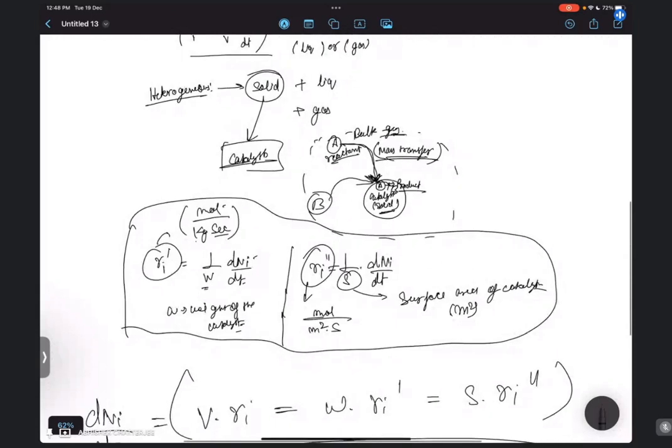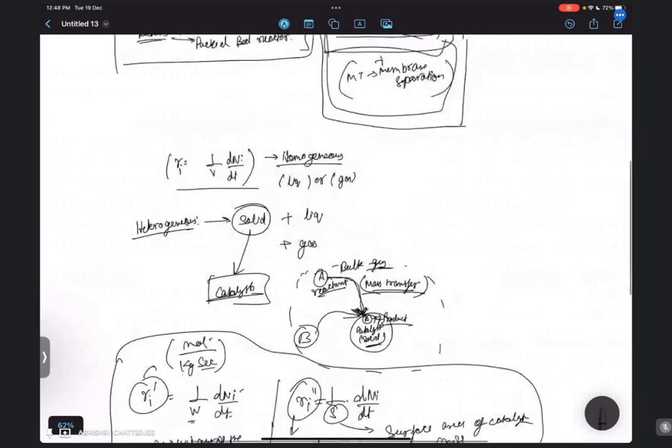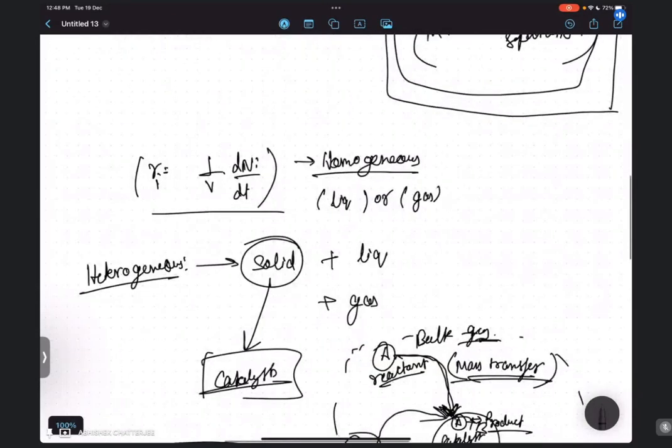For a catalyst, either you use the weight of the catalyst or the surface area of the catalyst. This V is for your homogeneous. Okay, it is either the volume of the reactor or the volume of the reaction mixture. If it is liquid phase, it is the volume of reaction mixture. If it is gaseous phase, then the volume of the reactor, because the gas will occupy the entire reactor.